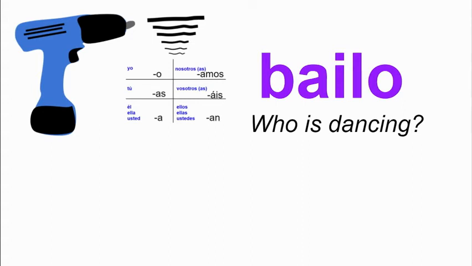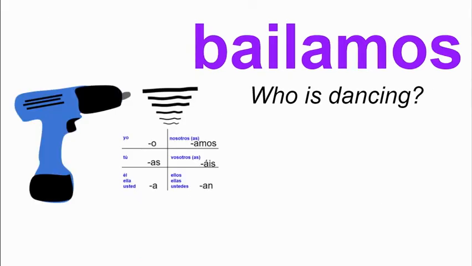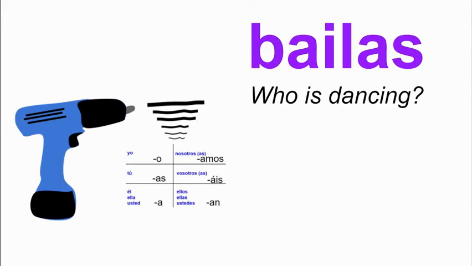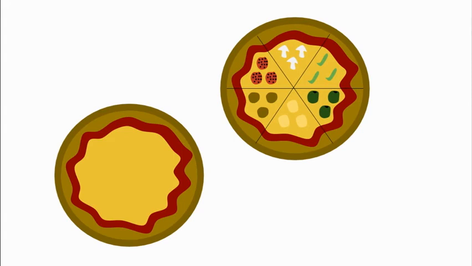So for example, if you see bailo, you don't even have to have the yo. You know that I am doing the dancing because it ends with -o, and the -o ending means it's in the yo form. When you see bailamos, you already know who is doing the dancing. It's we, nosotros, because -amos means it's in the nosotros form. When you see bailas, it could be a question, or it could be a sentence, and you know that you, tú, is the person doing the dancing because the ending -as means it's in the tú form.